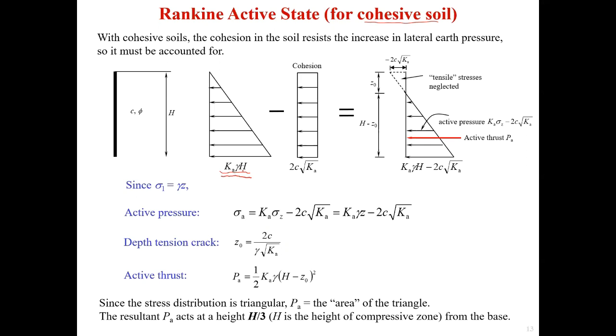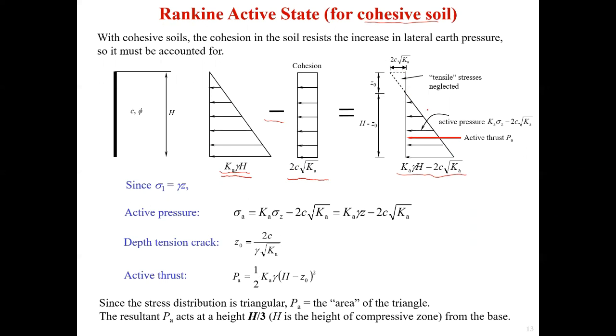And the cohesion does not want the soil to tip over. So we are going to subtract the cohesion component from our lateral pressure. The cohesion component is assumed to be a uniform load on the wall equal to 2 times the cohesion times the square root of our active earth pressure coefficient. So that's the cohesion component. If we do the math, this force distribution minus this force distribution, then eventually we get the final force distribution.